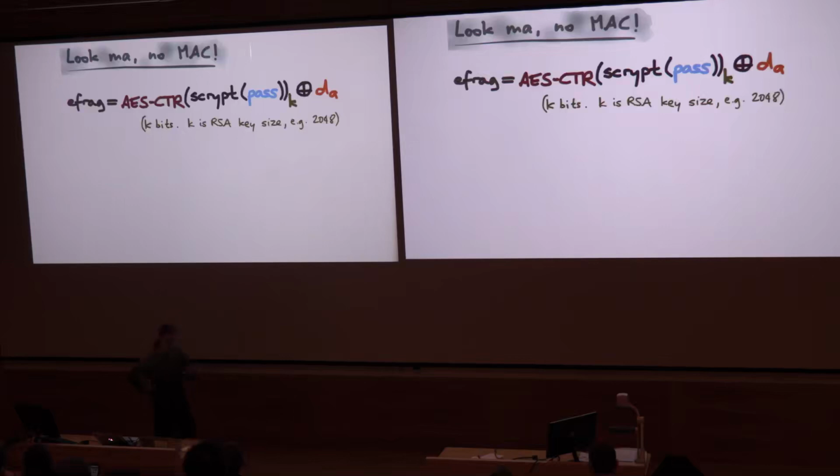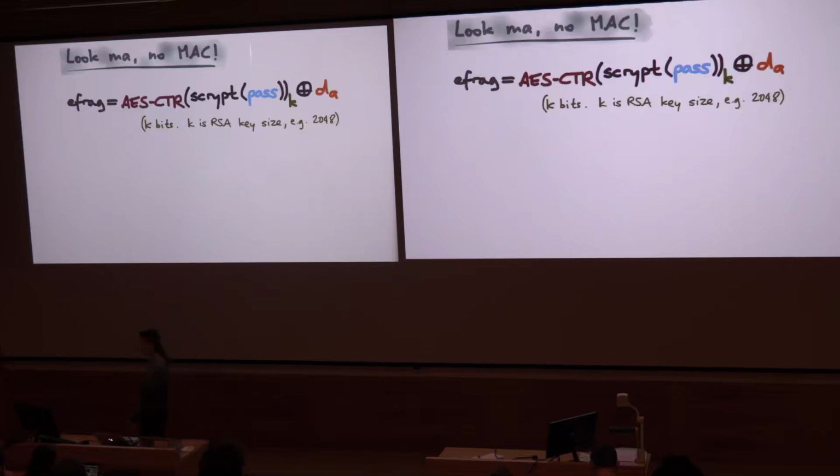So in this case, you would still use a slow hash function by all means. But you just put that into something like counter mode AES, which gives you a key stream of bits. This is just some kind of random looking sequence of bits that is derived from the password, and you can XOR that with the key fragment that you want to encrypt. You encode the key fragment in as many bits as your RSA key is big, say 2048 bits, for example. So the output of this encrypted key fragment, again, is just 2048 bits, because you've XORed one bit at a time.